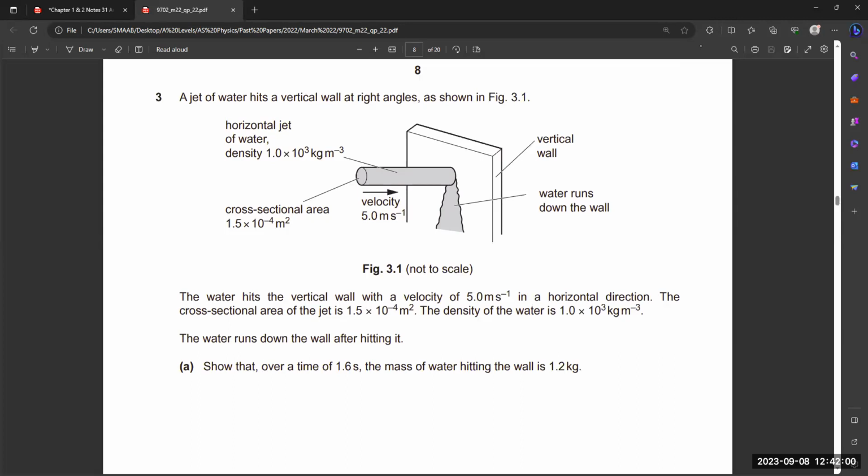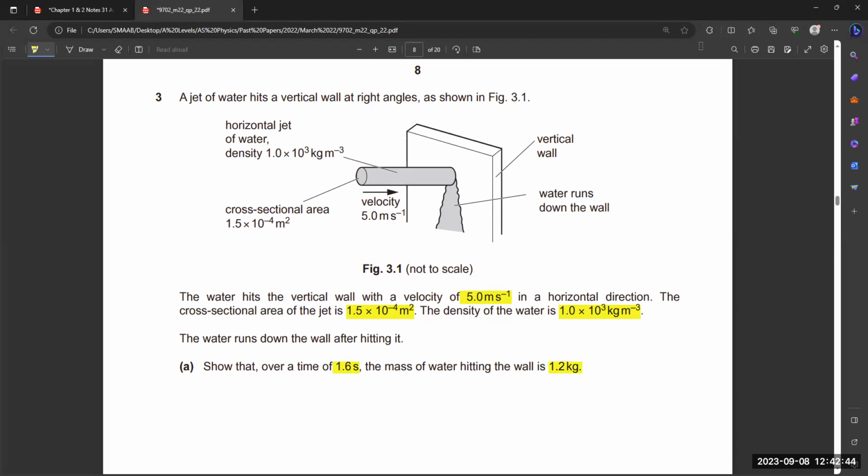We know that the density of water is 1,000 kilogram per meter cubed. The cross-sectional area is given, velocity is given, density is given, and all things are mentioned in the diagram. Basically, a jet of water hits a vertical wall, and because water flows, there are some marks on the wall also. If it were a solid object, it would bounce back. But the water runs down the wall after hitting it. Show that over a time of 1.6 second, the mass of the water hitting the wall is 1.2 kg.